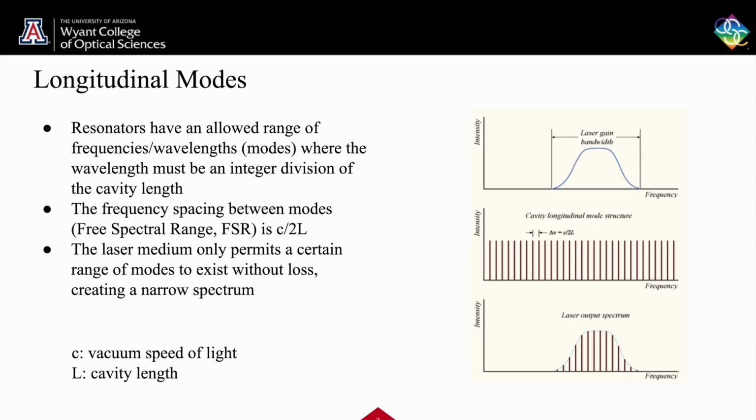Resonator cavities have an allowed range of frequencies or wavelengths called modes, and the spacing between these modes is the free spectral range, or FSR, and is given by c over 2L, where L is the length of the cavity and c is the speed of light. The laser medium only allows a certain number of modes to exist in the cavity, creating a narrow spectrum.